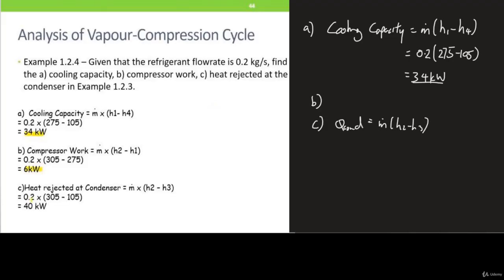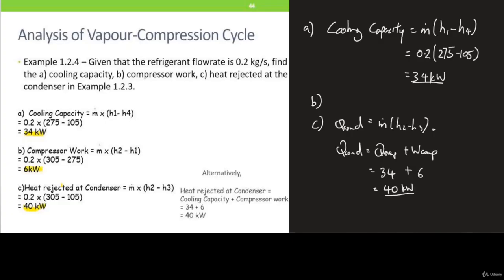But there's actually another method. Let's say you don't want to use this formula. How can you find the amount of heat rejection at the condenser side? You can do that because of the heat balance equation. Q condenser is Q evap plus work done by compressor. And you have in fact found these two values in A and B. Q evap is 34, work done by compressor is 6. If you add this up, you will still get the same answer, 40 kilowatts. So you can use either method to get the Q condenser.